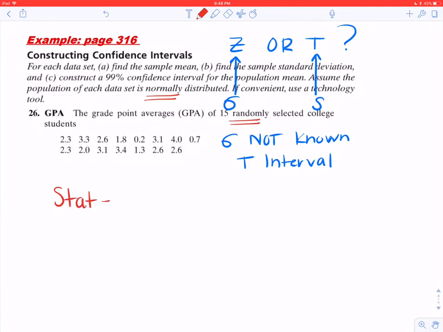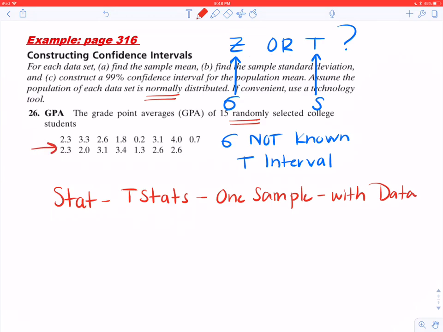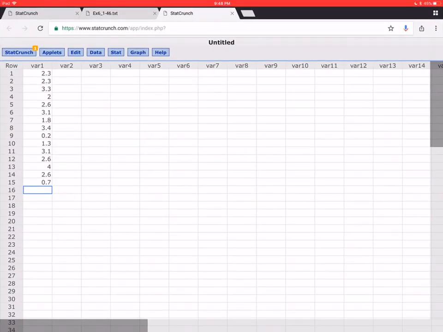I'm going to go back to that Stat menu. I'm going to choose T-Stats. It's always going to be one sample for what we're doing. And then again, in this case, we don't have the summary statistics. We have the actual data set sitting right here. So we're going to construct this with data. So I've got my GPAs loaded here.